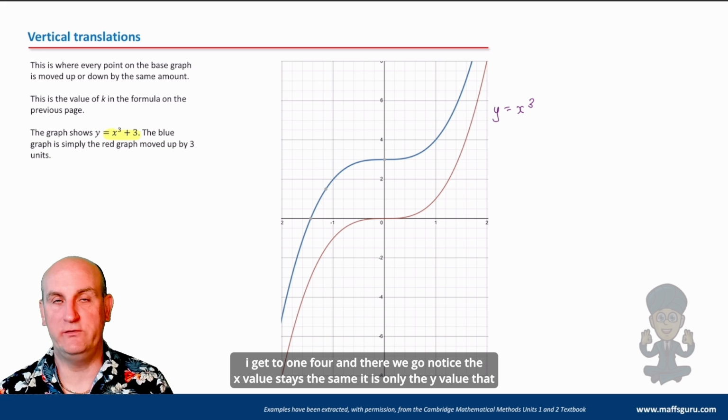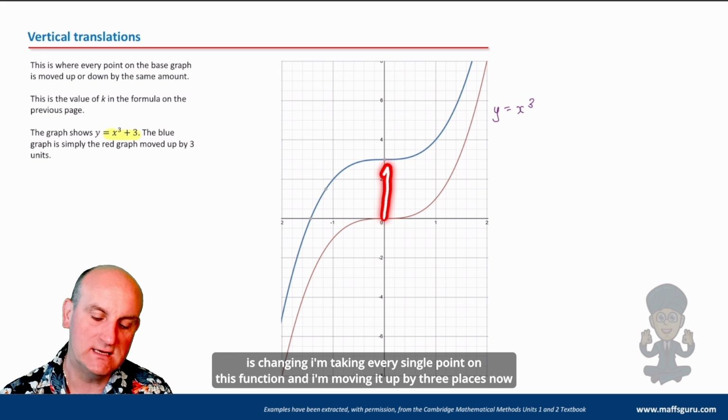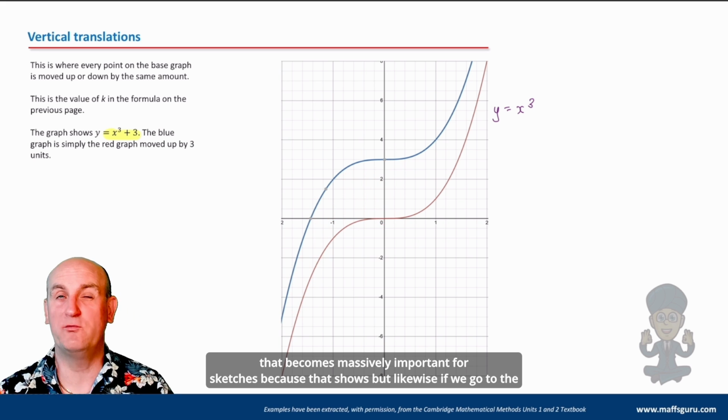Notice the x value stays the same. It is only the y value that is changing. I'm taking every single point on this function and I'm moving it up by 3 places. Now that becomes massively important for sketches because that shows.